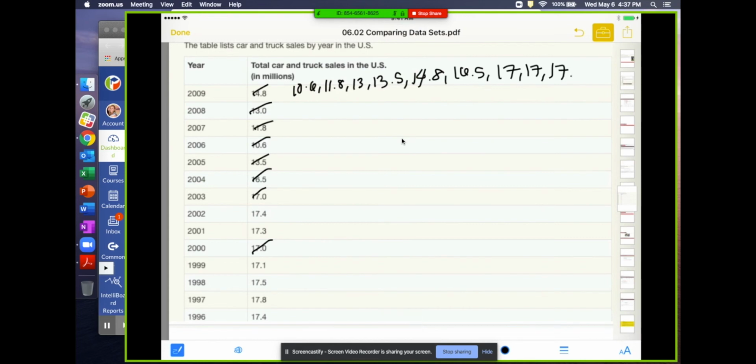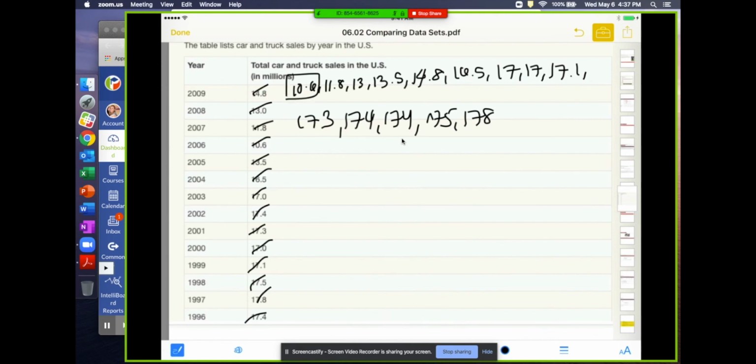17.3, and at this point the decimals weren't really working for me, so that says point, but it's not 174, but you get the point. And then 17.5 and then 17.8. So I know my minimum is 10.6, my maximum is 17.8.